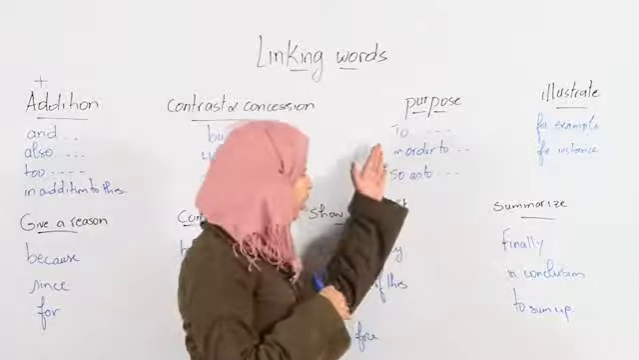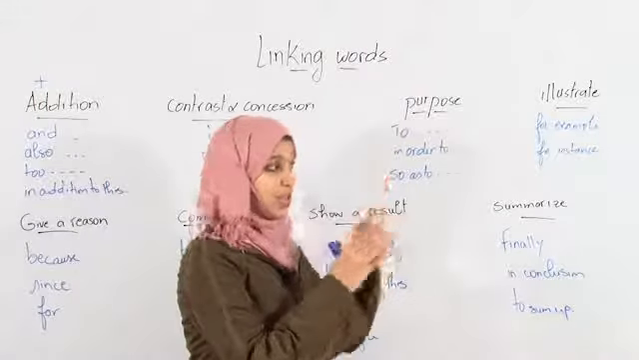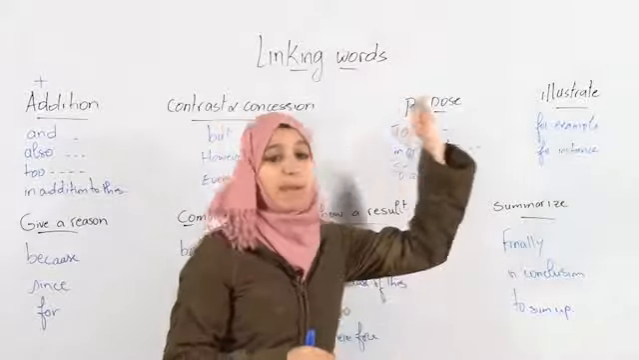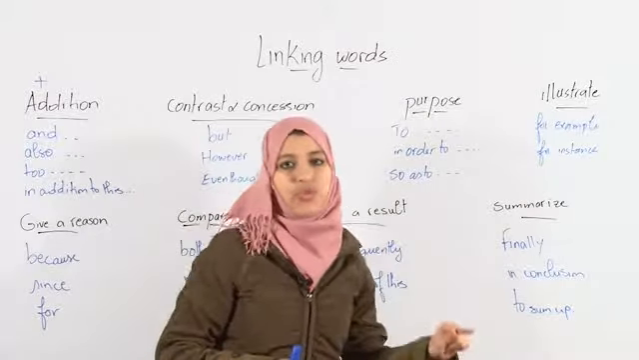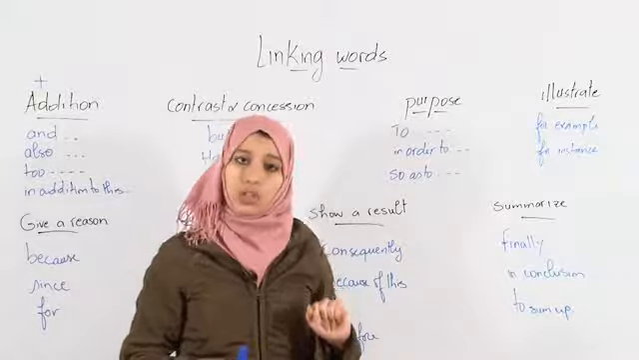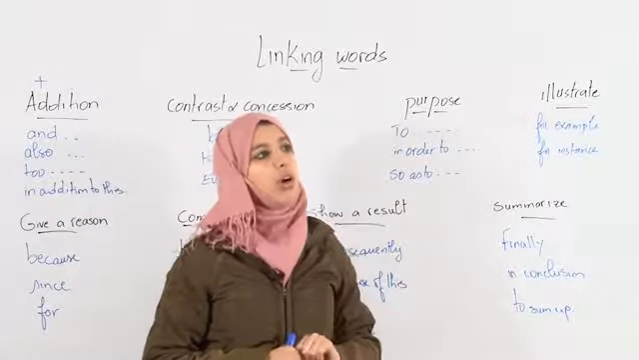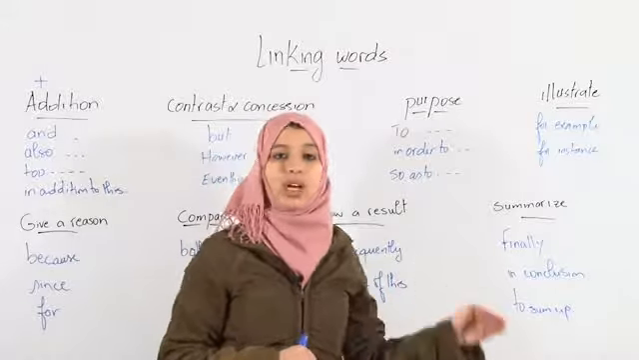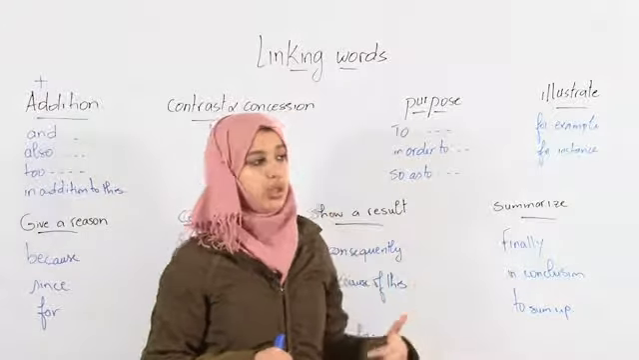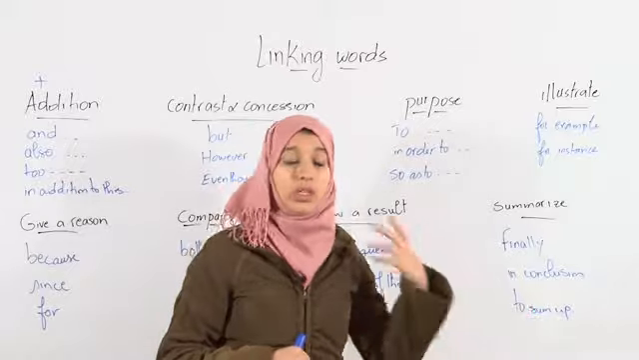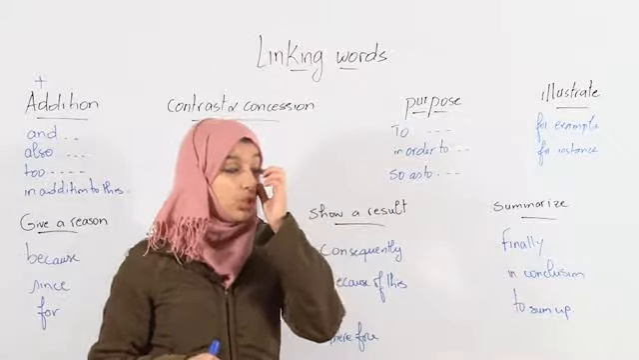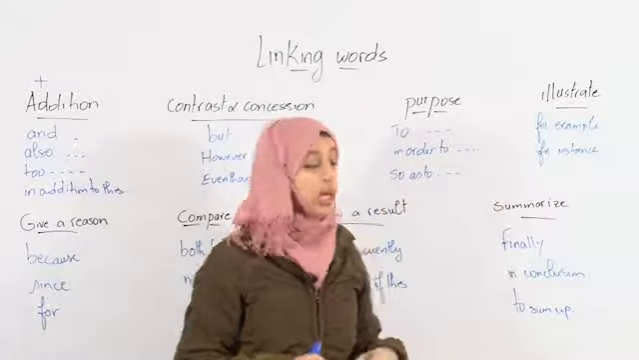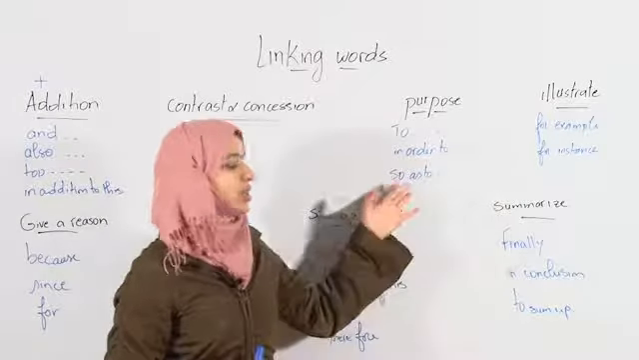So in order to, this is the purpose, to get that point, you should do something, okay? So to get my bac, I should revise. Or in order to, for example, be a good student, I should revise, okay? In order to get a good mark, I mean I should do a good job, okay? It's the same as so as to.